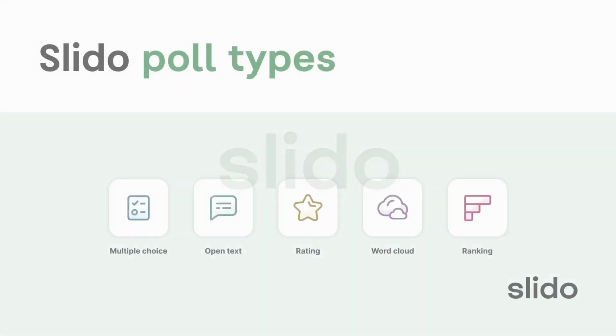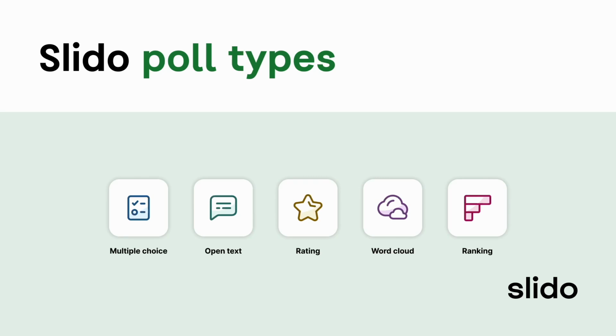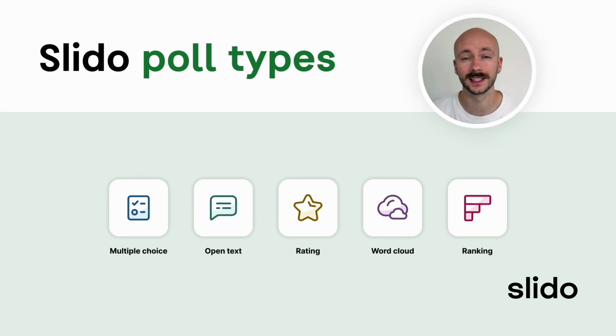Here's every Slido poll type and our top tips on how to use them. We recommend to keep it simple and stick to asking one question at a time, unless you're setting up a survey, but we'll get to that.